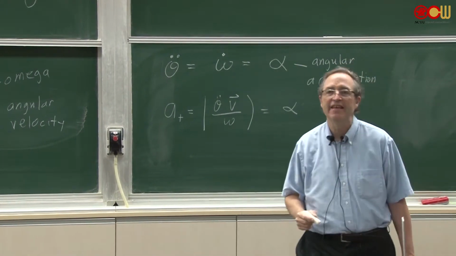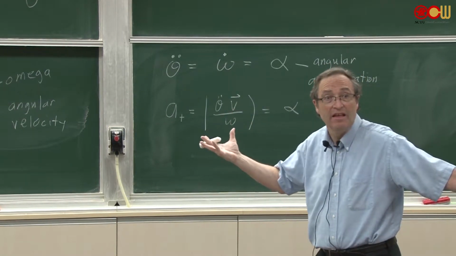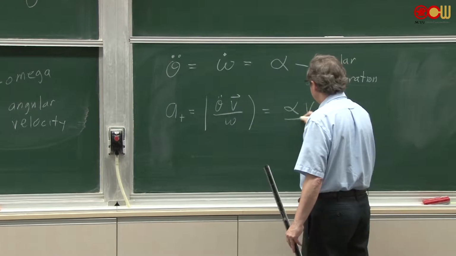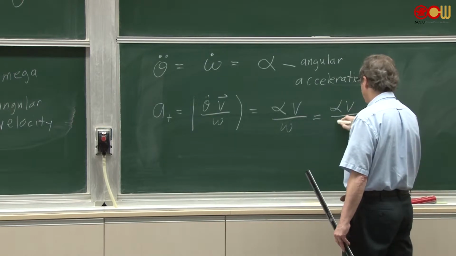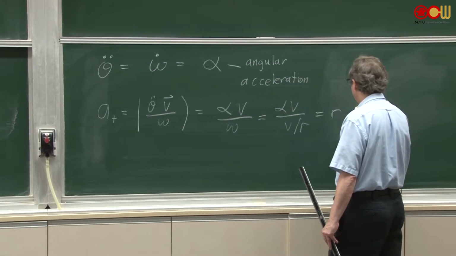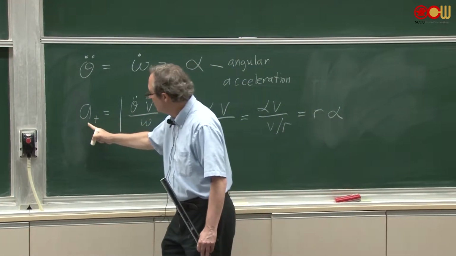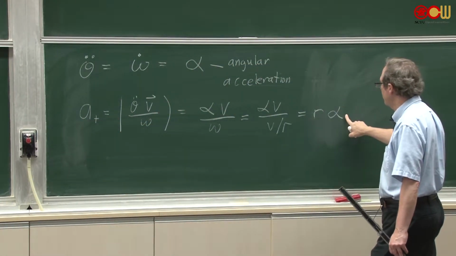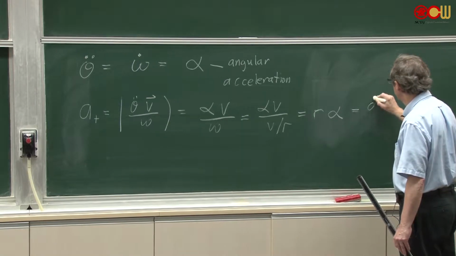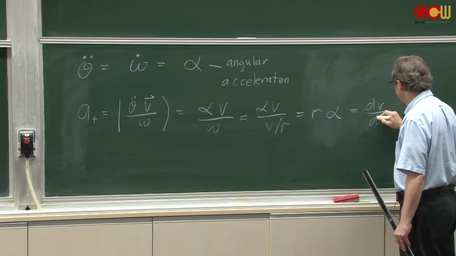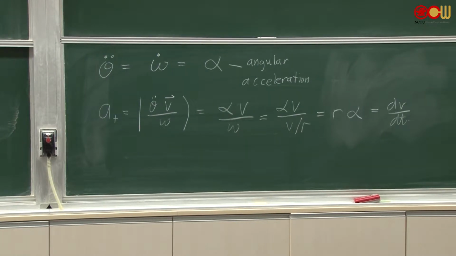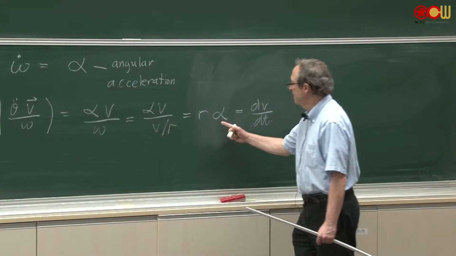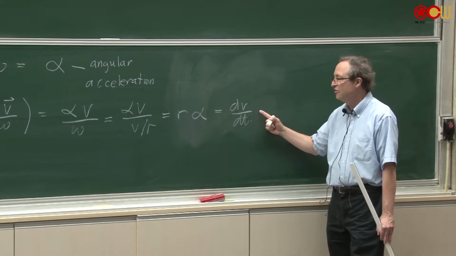What's the magnitude of V? It's just V. And then we have over omega. But omega is V over R. So we get R alpha. So the tangential acceleration is R times alpha. This is equal to dV dt, the change in the speed with respect to time. So we get that this is the tangential acceleration.